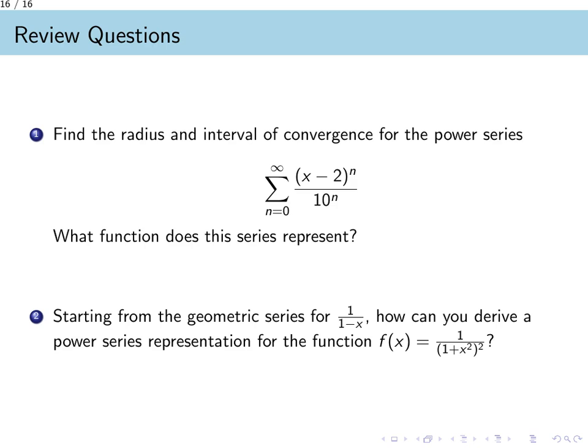For the second question, start with the basic power series for 1 over the quantity 1 minus x. Think about what substitution you can make to get a series for 1 over 1 plus x squared. From there, consider how you can use term-by-term differentiation to arrive at the final target function. Pause here to work through these problems.